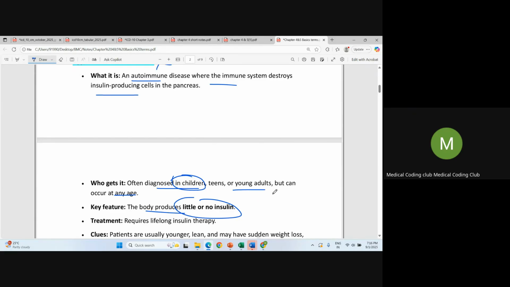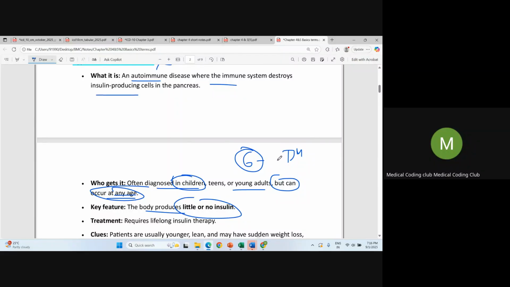And then young adults, but it can also occur at any age. This point you should be aware of. Sometimes what coders will do, when the doctor is just documenting the patient age, the doctor might document that patient age is 6 years, and he is not mentioning the type of diabetes. He is mentioning only that the patient has diabetes mellitus. And by seeing the patient age, most coders assume that since the patient is 6 years old, he will definitely have type 1 diabetes mellitus. Okay, that is a wrong concept.